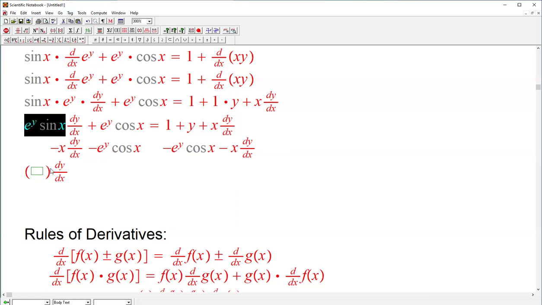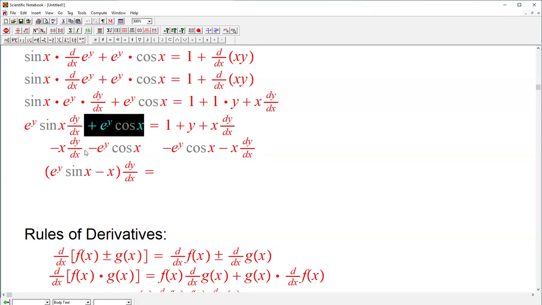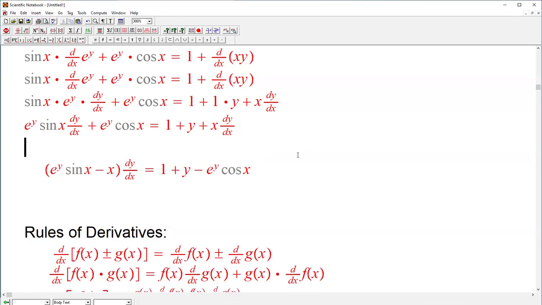And this piece, subtracting x, right? Subtracting x. On the right-hand side, well, these two make 0, right? These two make 0. And these two make 0. So the right-hand side, we just have 1 plus y minus that piece. After all of this is done, and you don't have to do it explicitly, I would recommend just clean this up.